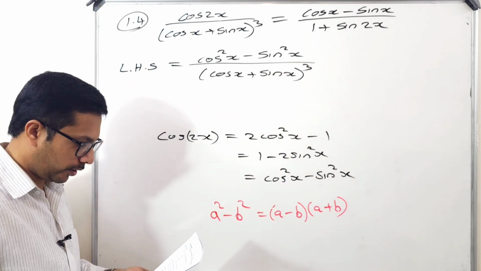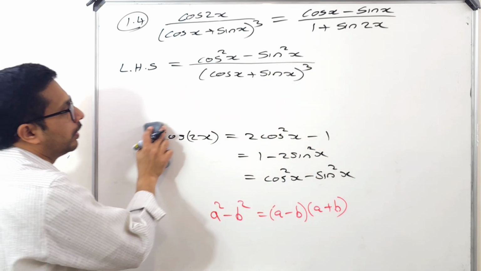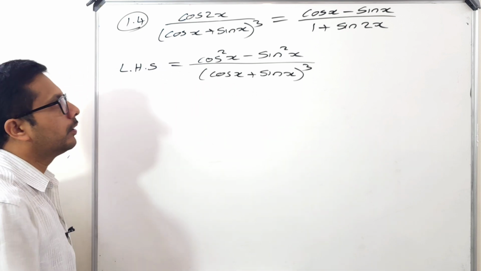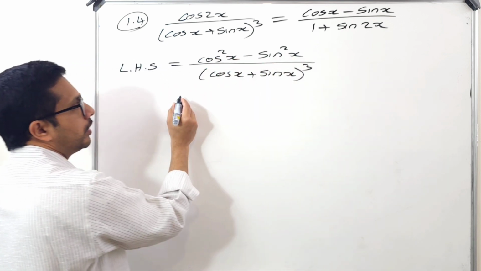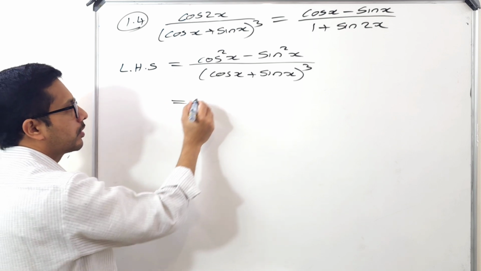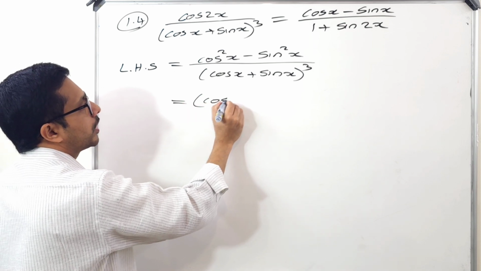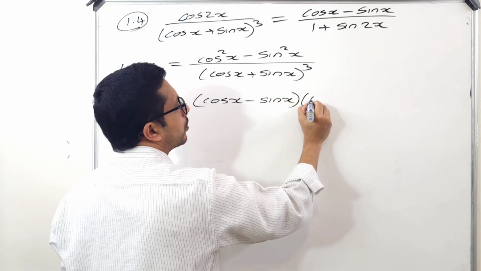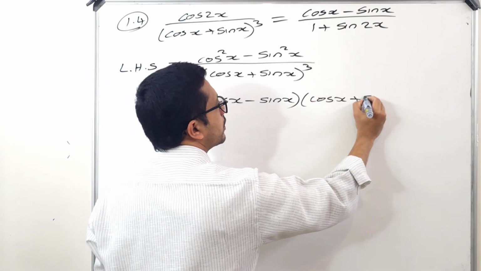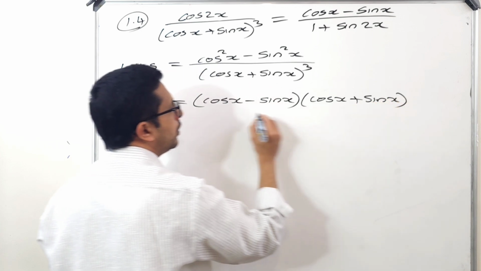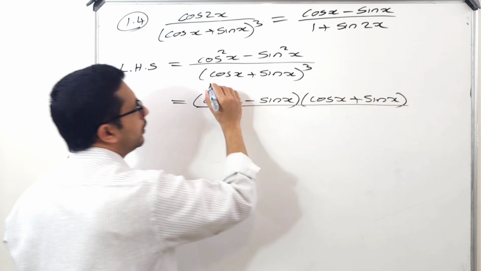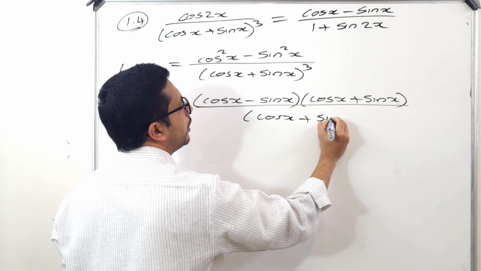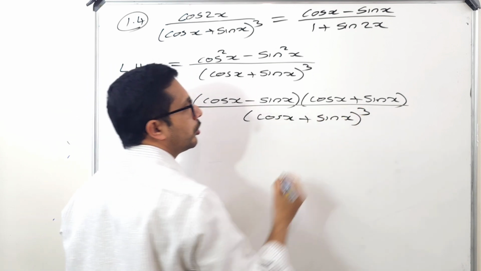Is it cube or square? Cube. Now, what is the next step? Like what I said, cos square x minus sin squared x is a difference of two squares. So how can we write that one? Cos x minus sin x into cos x plus sin x, the whole divided by what is the remaining, cos x plus sin x the whole cube.